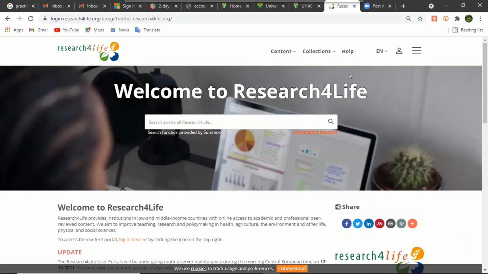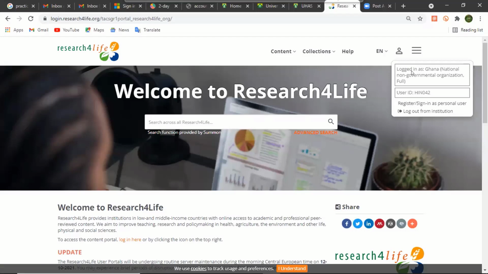Once you have logged in, watch the person symbol. You see that it has changed. It is now showing just an outline with a transparent or white inside. It is no longer that circular black background. So this tells you you have now logged in. When I click here, you can see my profile. It tells you I have logged in as Ghana National Non-Governmental Organization. Full access has been granted. This is my ID, HIN 042. Of course, the password you're not going to see, and I can click here to log out from the institution. All right, basically that is what you see when you are logged in.